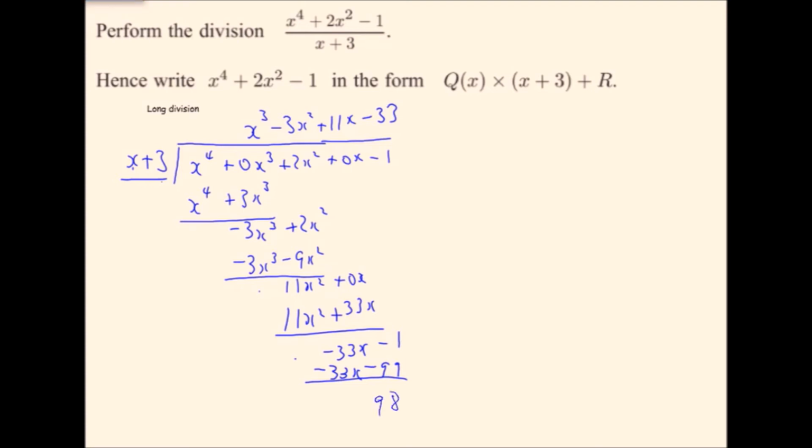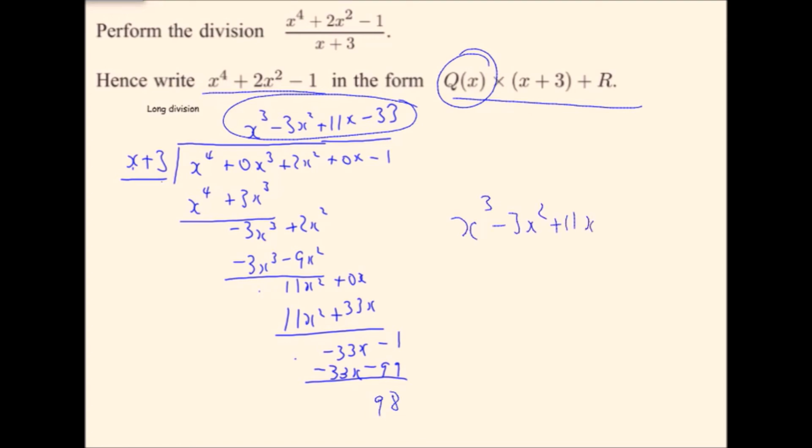And therefore, if I write x4 plus 2x squared take 1 in this form here, then q of x is the quotient, which is that expression there. So we have x cubed minus 3x squared, 11x take 33. That's multiplied by the divisor of x plus 3.